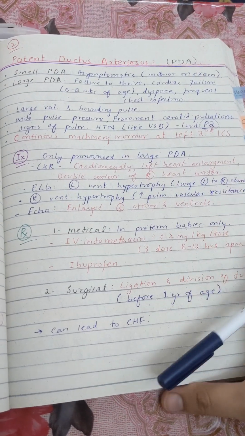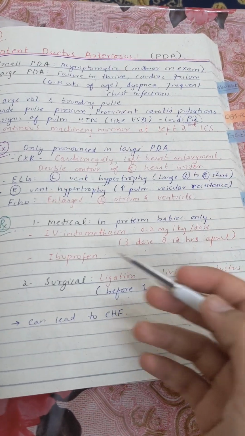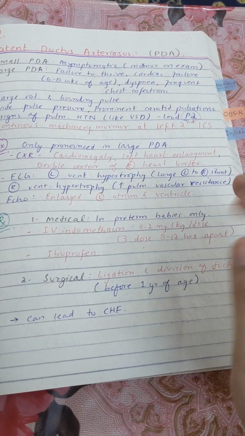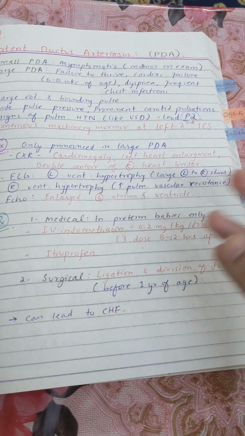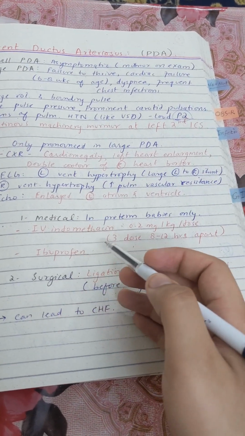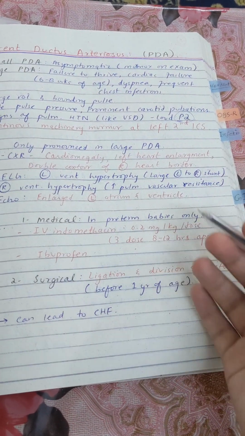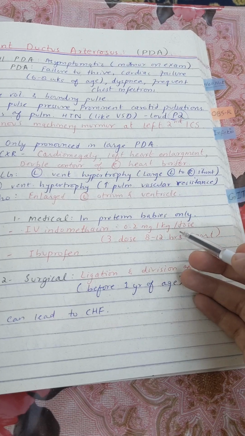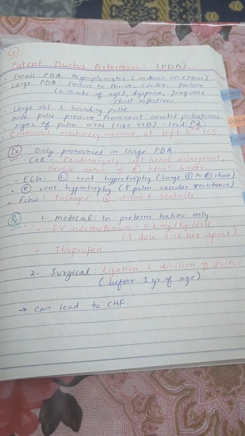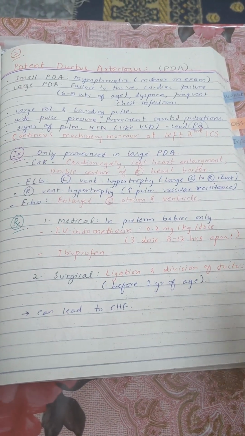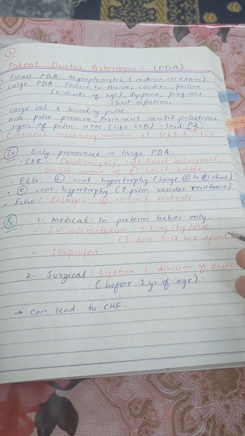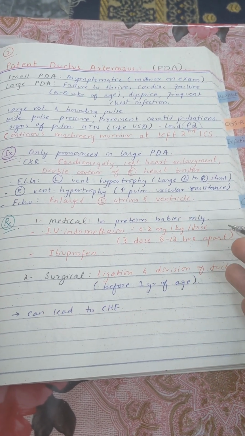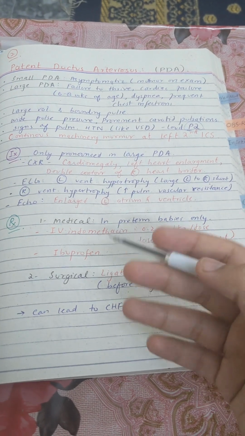Now once diagnosed, how will you treat a child of PDA? So first of all, medical treatment will be there in preterm babies only. In preterm babies, we can give a trial of medical treatment which includes IV indomethacin, which is an NSAID, and the dose will be 0.2 milligram per kg per dose, and 3 doses. So this was the medical management in the form of IV indomethacin, 3 doses 8 to 12 hours apart, 0.2 milligram per kg per dose, and ibuprofen can also be given, which is another NSAID.